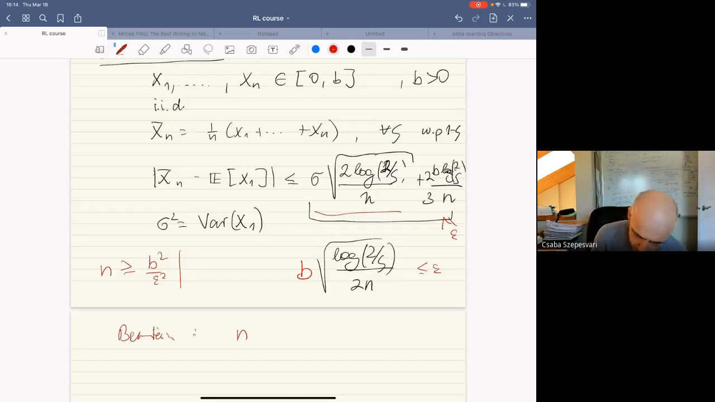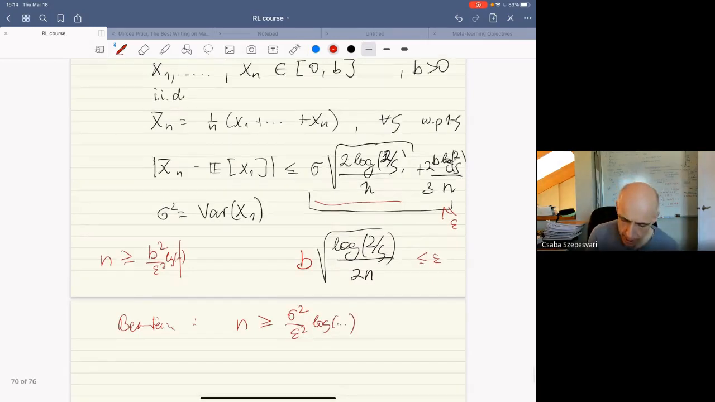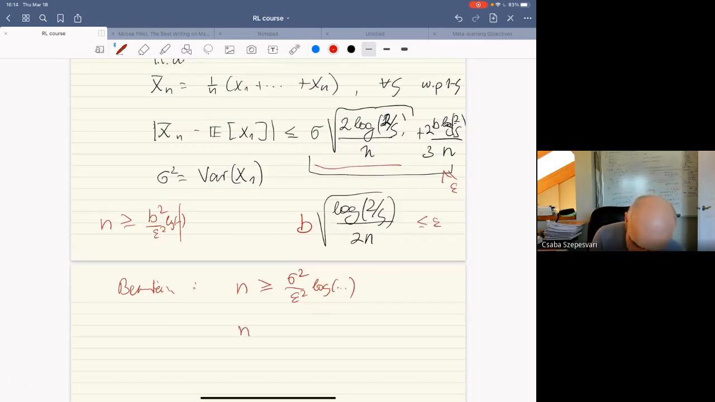Okay, so n, because of the first term, has to be greater than or equal to sigma squared divided by epsilon squared. There is some log, there are some constants, let's not worry about that. And because of the second term, n has to be bigger than what? Oh, it is just b over epsilon. It's much better, right? And so for epsilon small enough, this is the dominating term.